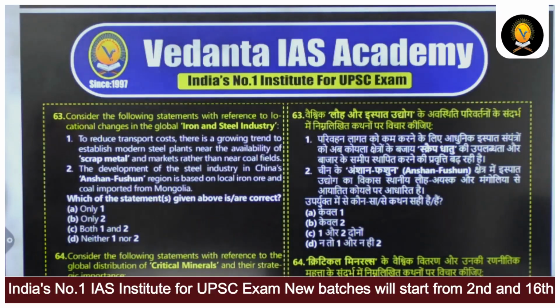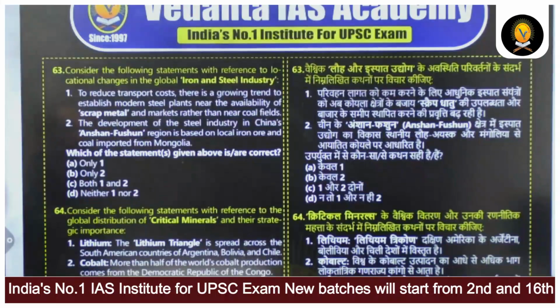Consider the following statement with reference to the locational change in the global iron and steel industry. To reduce transport costs, there is a growing need to establish modern steel plants near the availability of scrap metals, yes, and market rather than near coalfields, correct. The advancement of the steel industry in China, Anshan Fujian region is based on the local iron and coal imported from Mongolia, correct. So, 63, both are correct.